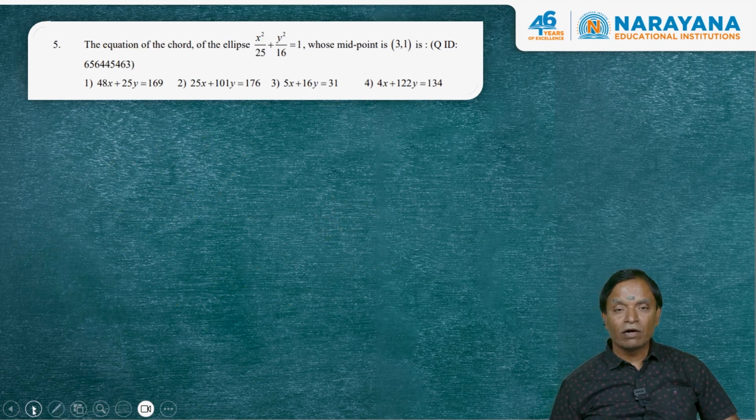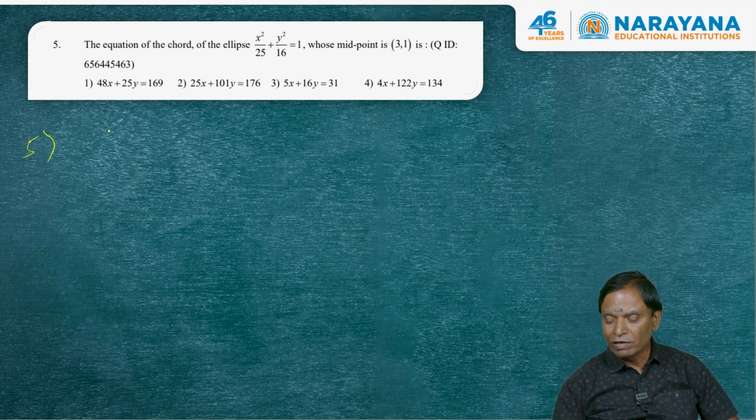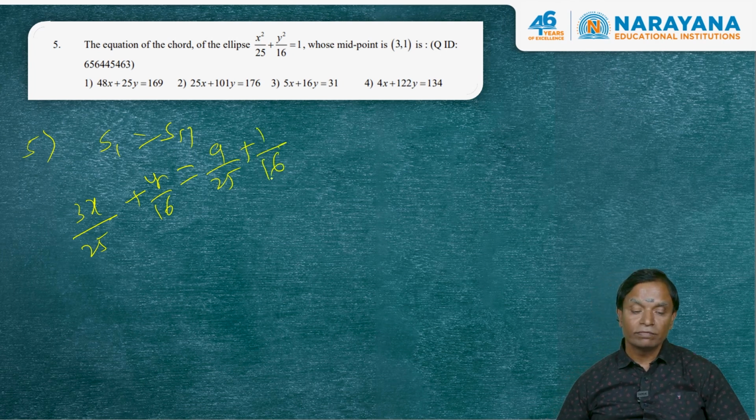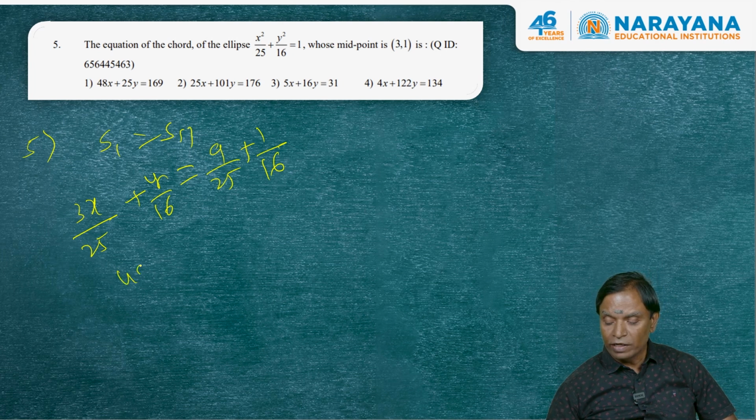The equation of the chord of the ellipse whose midpoint is (3, 1). This is a direct problem, you can do it. Equation of the chord given the middle point is S1 = S11. That is, xx1/a² + yy1/b² = x1²/a² + y1²/b². Now you can simplify it. Your equation will be 48x + 25y = 169.